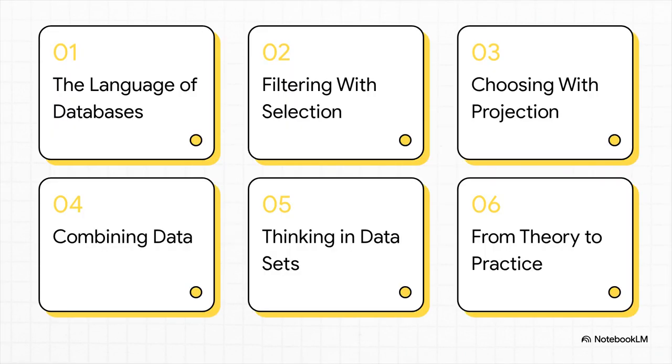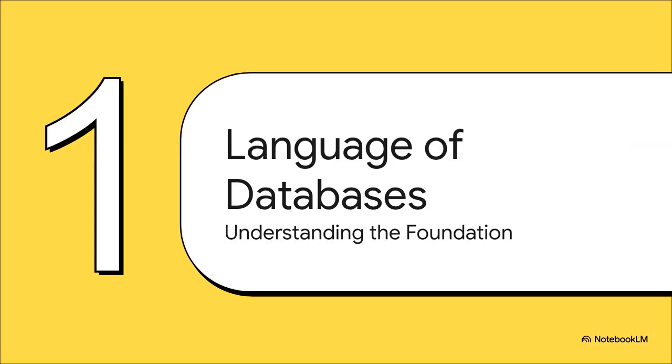So, here's how we're going to break it all down. First, we'll cover the basic language of databases. Then, we'll get into the fun stuff, filtering rows with selection and picking columns with projection. After that, we'll see how to combine data from different tables, start thinking in data sets, and finally, we'll connect all this theory to how it's actually used in practice with SQL. All right, let's start at the beginning.